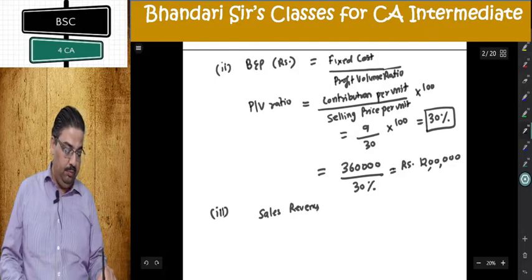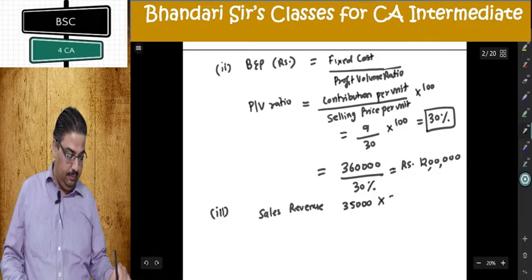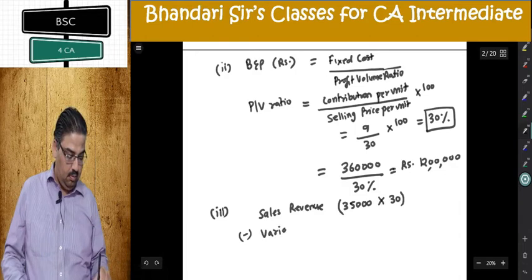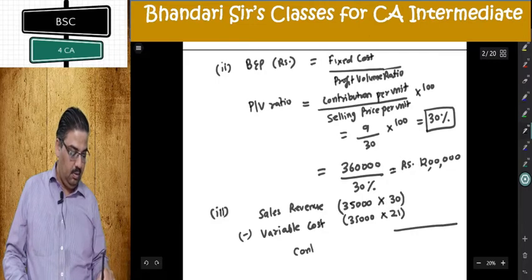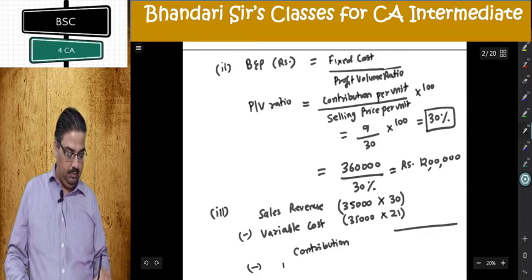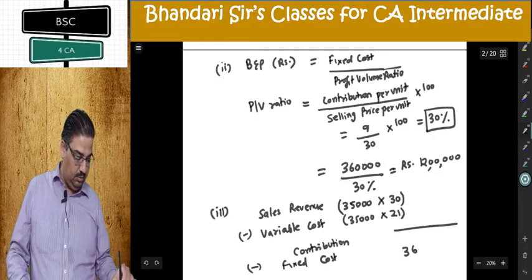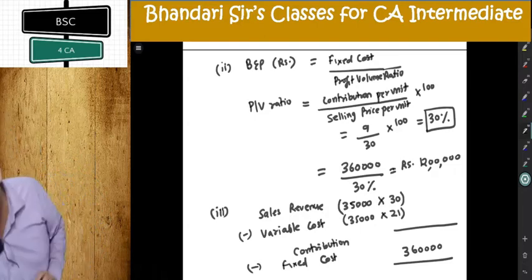Sales revenue, 35,000 multiplied by 30, minus variable cost, 35,000 multiplied by 21. After subtracting, what I get is contribution, minus fixed cost 3,60,000. From there, I'll be getting the loss figure.